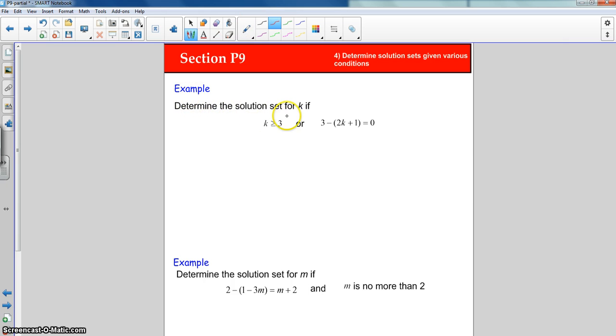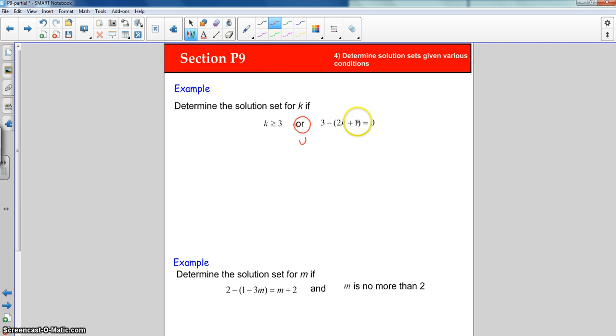Now, in this example, same sort of thing. So I see OR, I think union. So whatever solution sets I get from both of these, I need to put it all in one solution set. Okay, so this time I'm not going to do it graphically though. I'm just going to do it analytically. So I'm just going to solve.